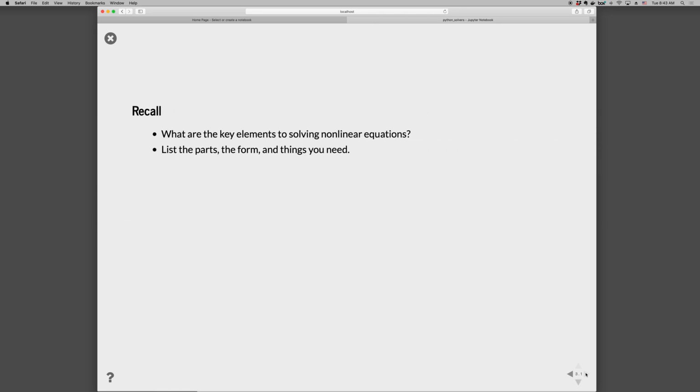So as a quick exercise, I want you to recall for a minute what the key elements were to solving nonlinear equations. So think about how we solved them, what was needed, what the parts were, and what the form of the function was. So go ahead and pause this for just a moment and work through that.